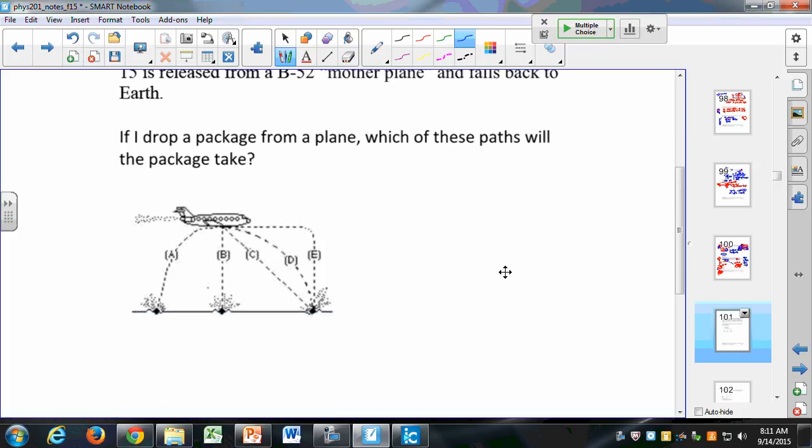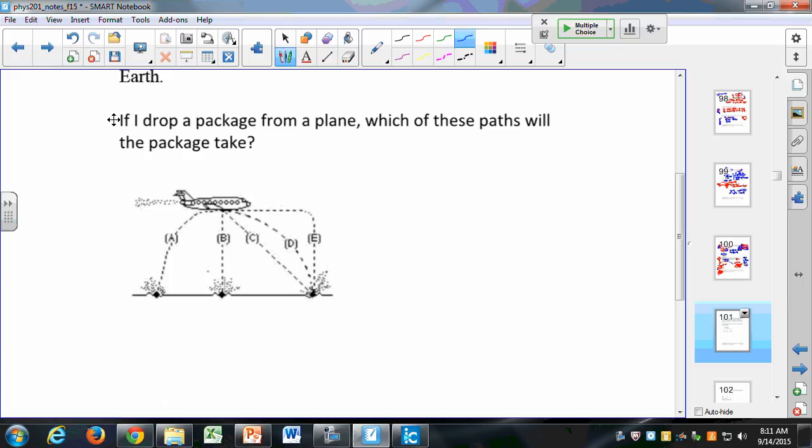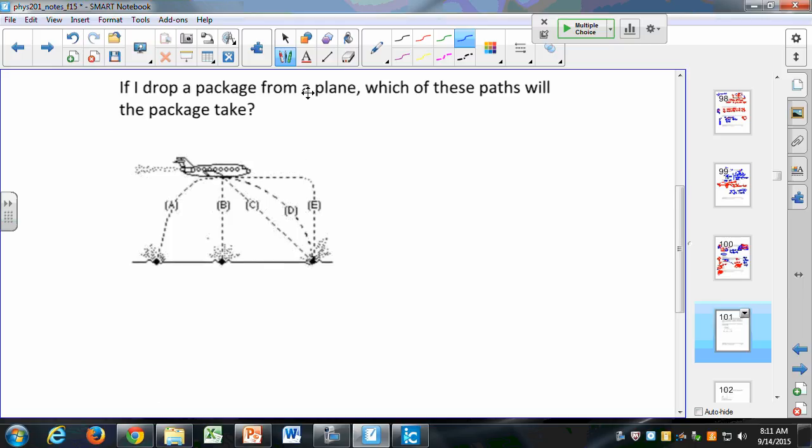So if I drop a package from a plane, I'll show you a clip here in just a second, but if I drop a package from a plane, which of these paths will the package take? What I'm doing here is I have a plane that's traveling along with a certain velocity, and I drop a package at this point. I don't know which path it will take.